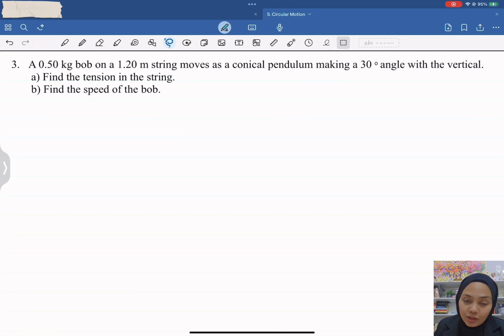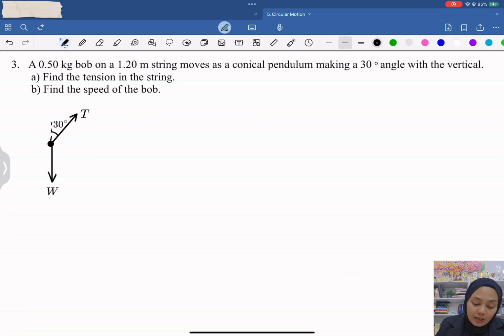I'm going to do some sketching for this pendulum, and what I see here, I have the tension which is 30 degrees to the vertical, so this is it, which is equivalent to this one. Okay, this is also 30 degrees, and because I'm doing the free body diagram, the angle must come from the object itself, so I put it here. So we have to find the tension in the string.